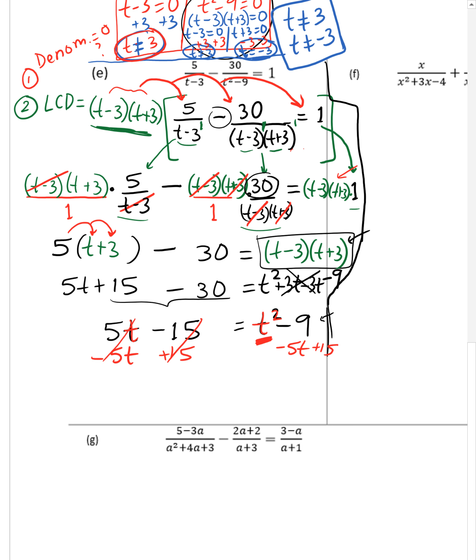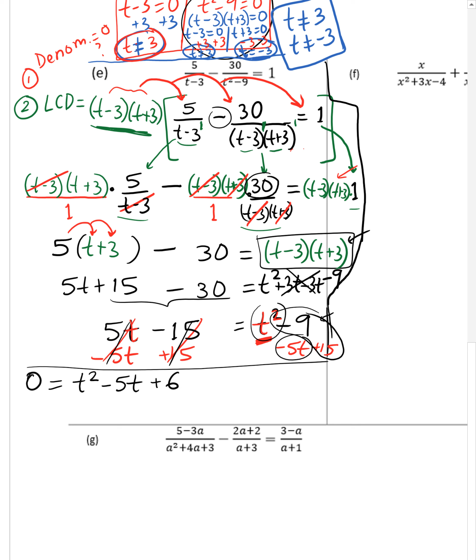Alright, and since we're running out of room, I'm going to write the result down here. Nothing's on the left side now because 5t's gone, 15's gone. 0 equals t squared is the only guy with a square. The negative 5t is the only term with a t. But you have some like terms here. The negative 9 and the 15 make 6.